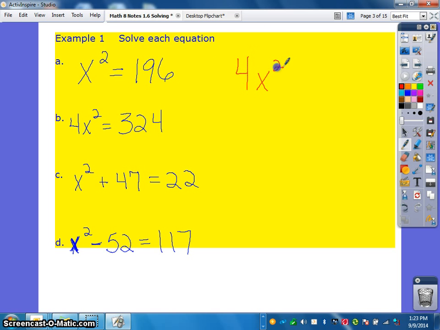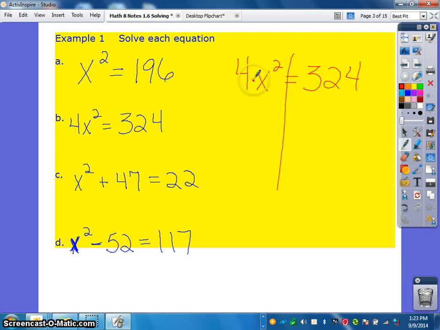Four x squared equals 324. How many steps to solve this one? 2. Now what does this mean, 4x squared? Does this mean I have to subtract 4 from both sides? No. What do I need to do? This means 4 what, x squared?